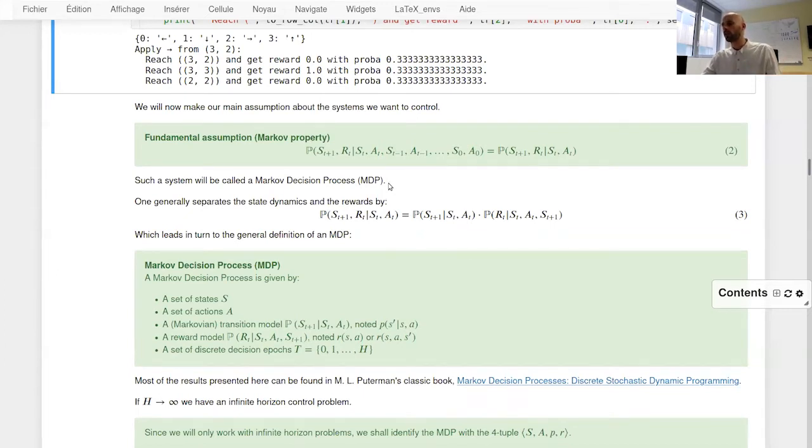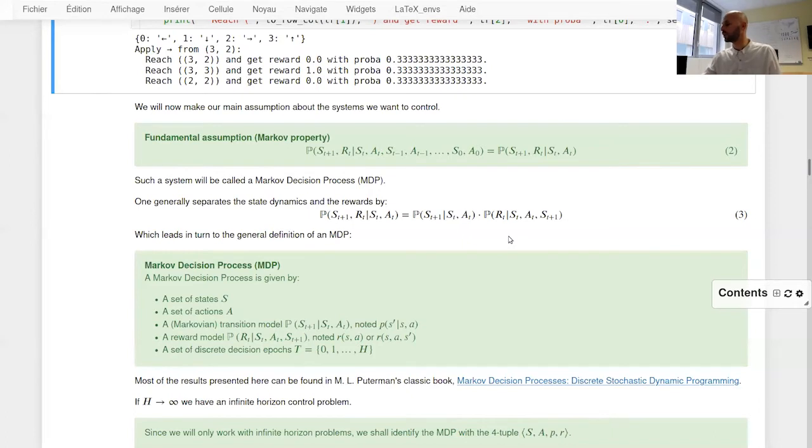Generally, when we describe a Markov decision process, we separate the state's dynamics, so the probability of S_{t+1}, and the reward dynamics, so the probability of R_t, in two, by saying it's P of S_{t+1} given S_t, A_t times the probability of R_t given S_t, A_t and S_{t+1}.